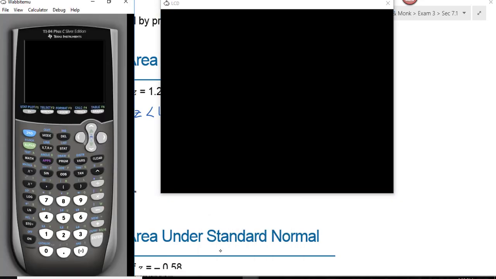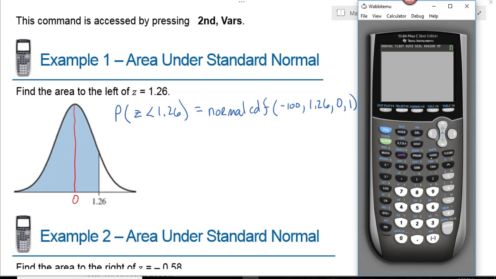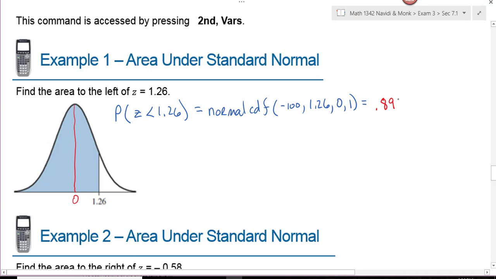Let's go to our calculators. We hit second, vars, number 2. The left bound your calculator calls the lower bound. I call it left because it tells you what side of the shaded region to look at. This is going to be negative 100. You have to use the negative button down here, not the subtraction sign. You'll get an error message if you use the subtraction sign. Your upper bound is your right bound. That's 1.26. The mean is 0. The standard deviation is 1. So we put that on our home screen and we hit enter, and that gives us 0.8962.